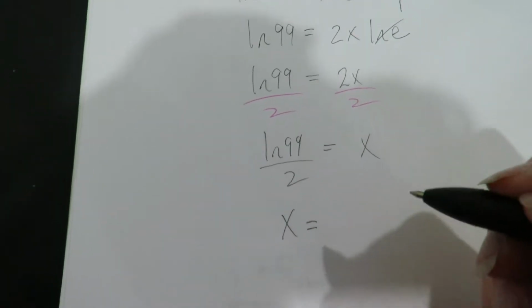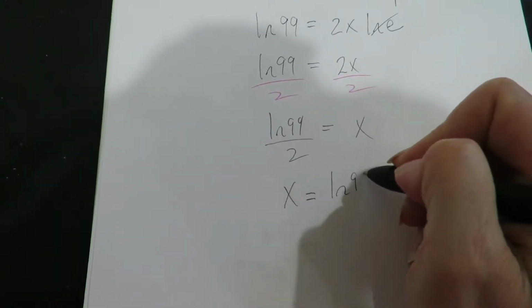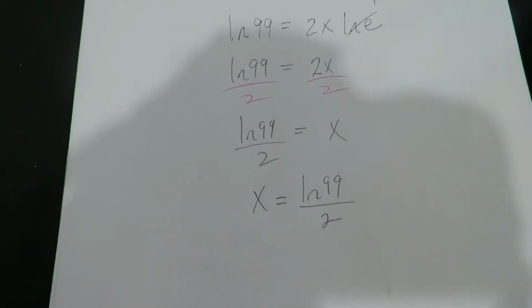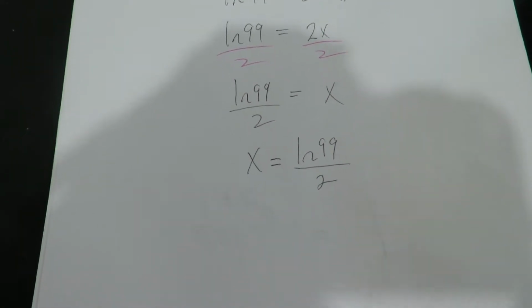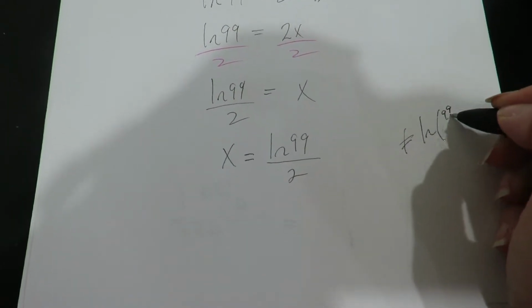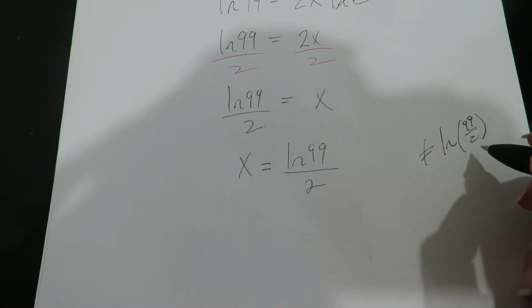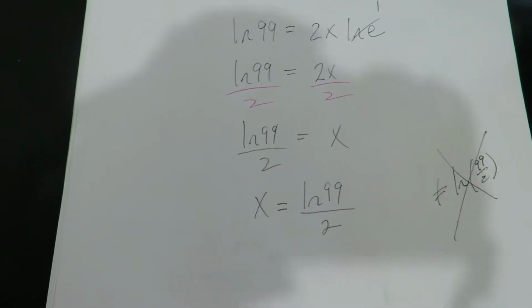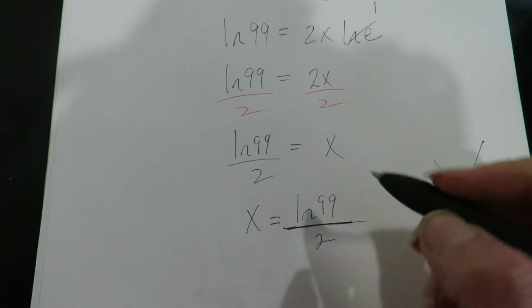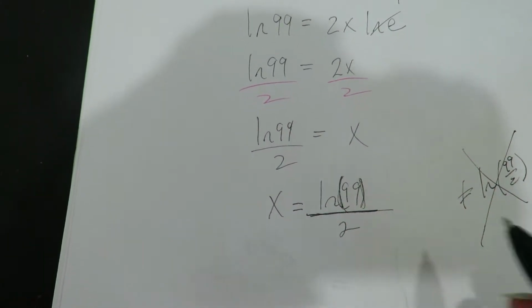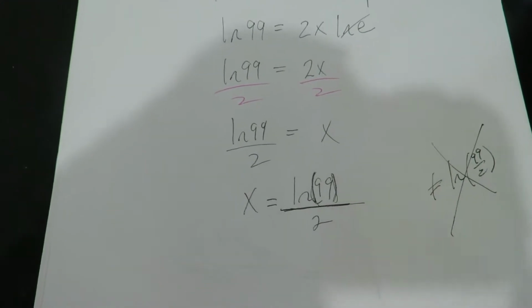Alright, so what I want to caution you with on this one is sometimes students put this in the calculator incorrectly. You got to watch. This is not the same as ln of 99 over 2. Okay, so what you got to watch, you don't want to put that in your calculator. The only thing that goes in the ln is the 99, not the 2. So just be careful.